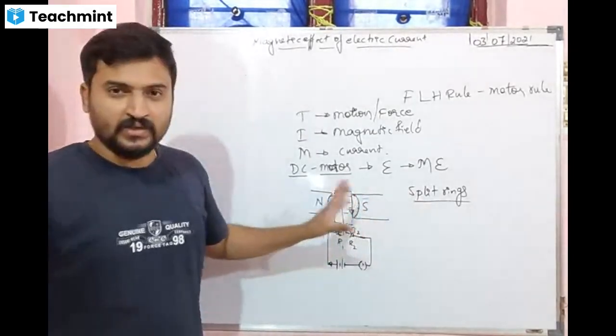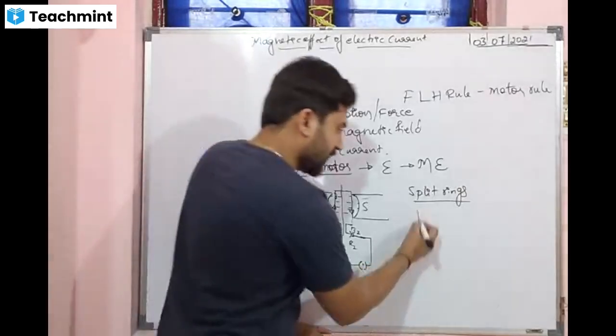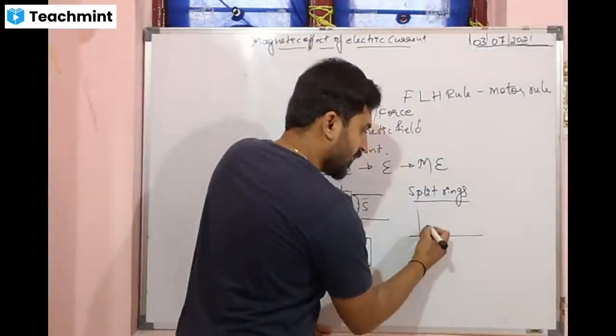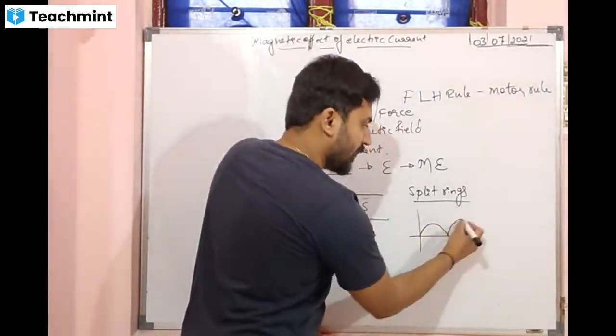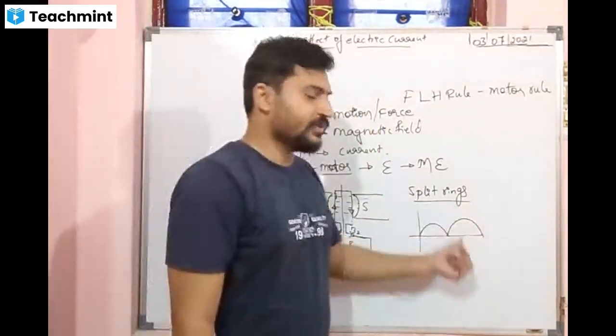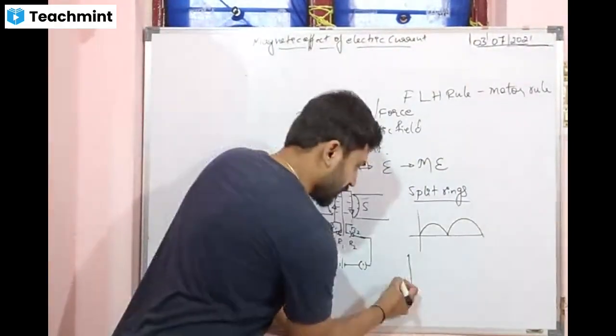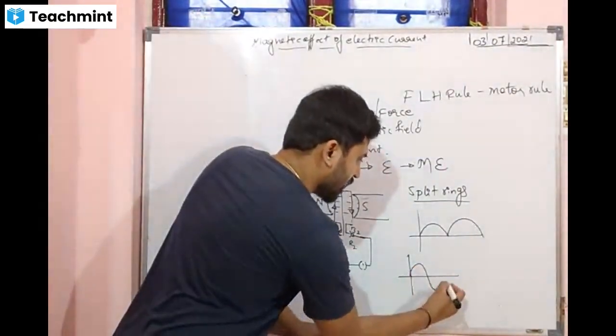Split rings. This is the graph of DC. This is the graph of the DC we get, in half cycles, because the other cycle is cut into parts. This is the wave of a DC. For AC the graph comes like this. This is the graph of AC.